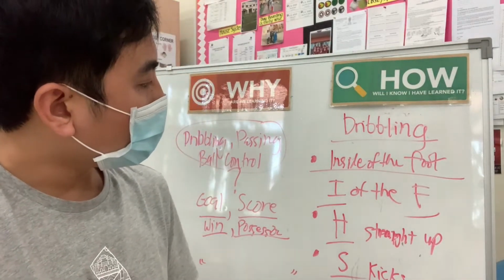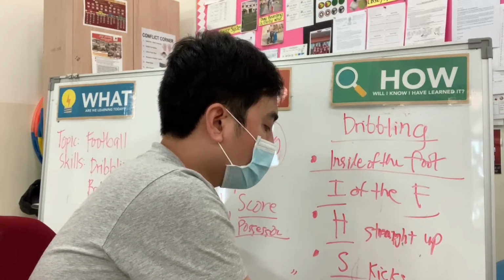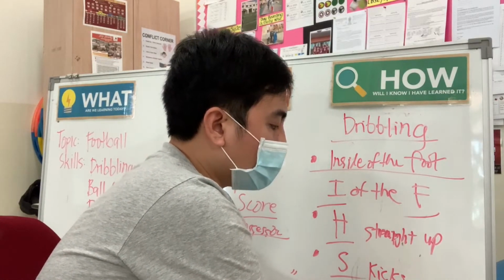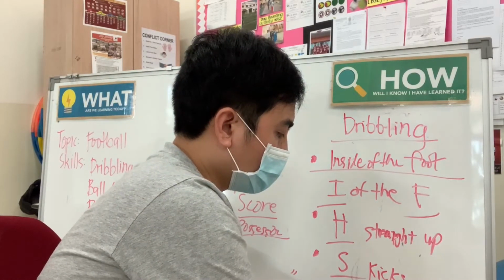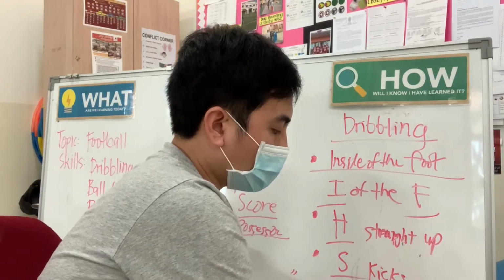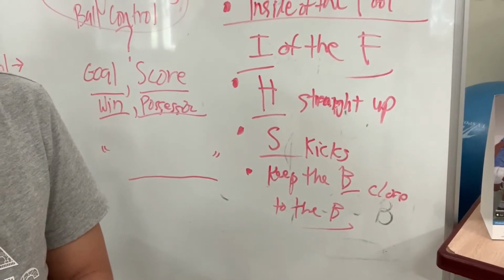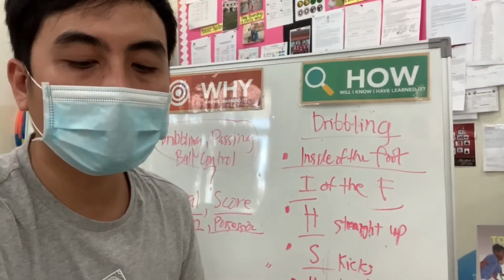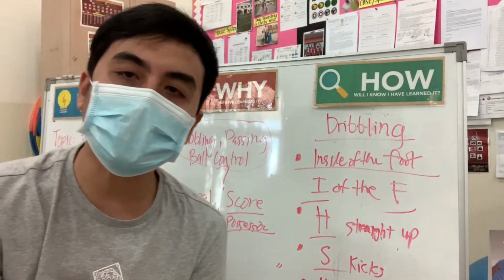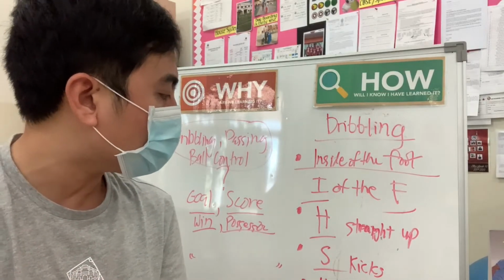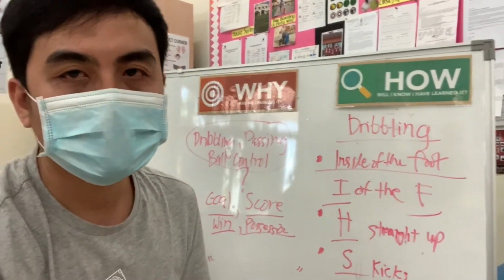So apart from that, inside of the foot, head straight up, small kick, and keep the B close to the body. If I write, I don't know if you're able to see it, keep the B close to the B, it means keep the ball close to the body. Of course, you're not giving the answer right away. Make them think. You just have to add, what does keep the B close to the B? So they will be able to answer it. So there you have it.